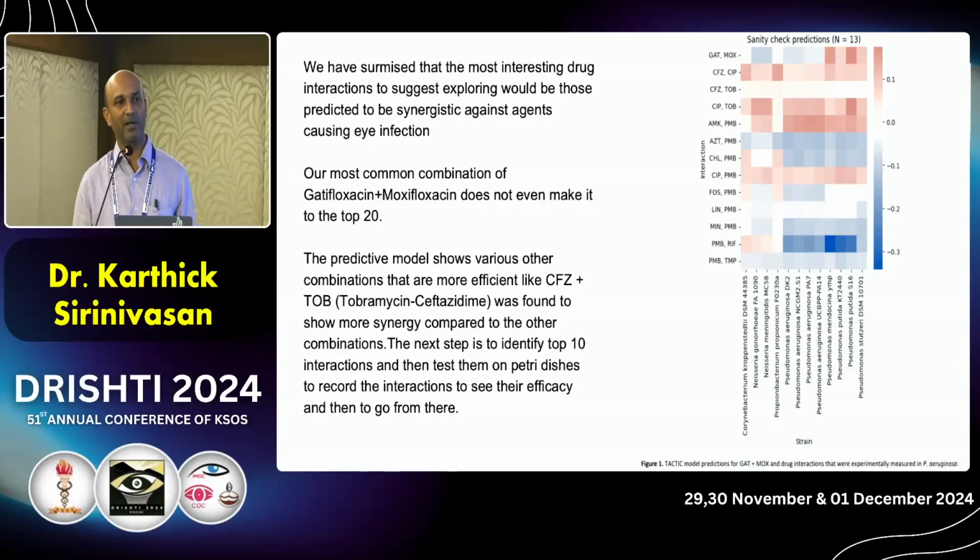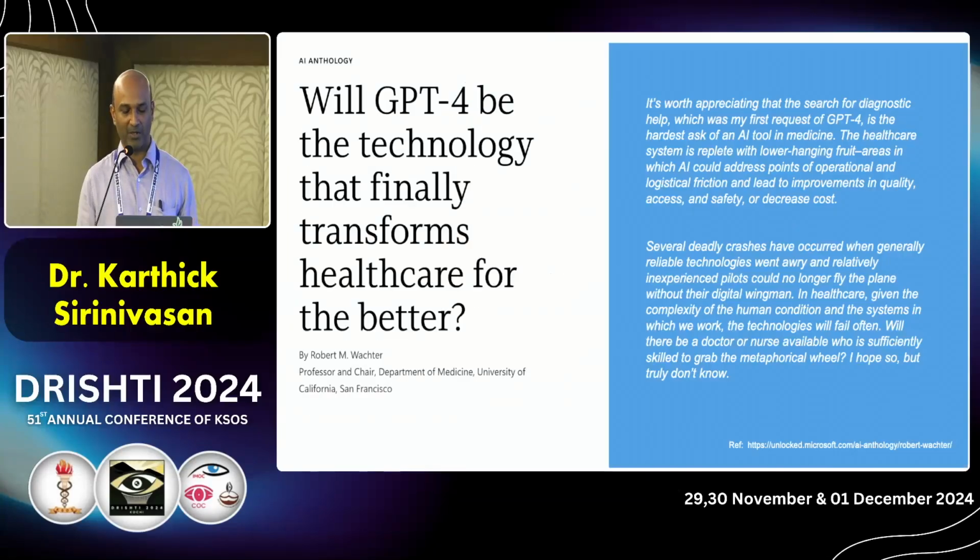The most common drugs that we use for Pseudomonas, Gatifloxacin or Moxifloxacin, did not even make it to the top 20 list. So what we are currently using to treat Pseudomonas did not even come up in the top 20, and the computer algorithm gave us a combination of tobramycin and ceftazidime, which is in the top 3. So these are some things that are coming up now where you do not have to do a 6-year trial to find out which drug is acting better. You can always do it by using an algorithm.